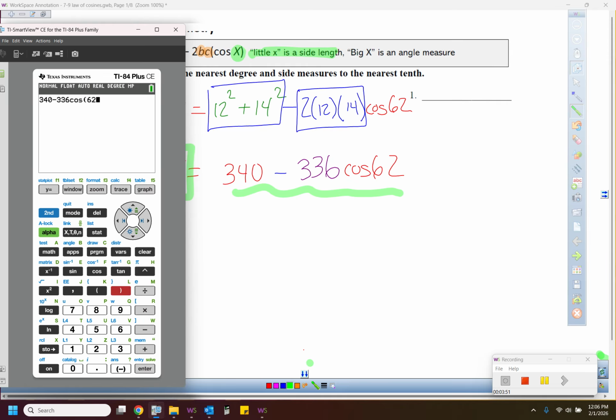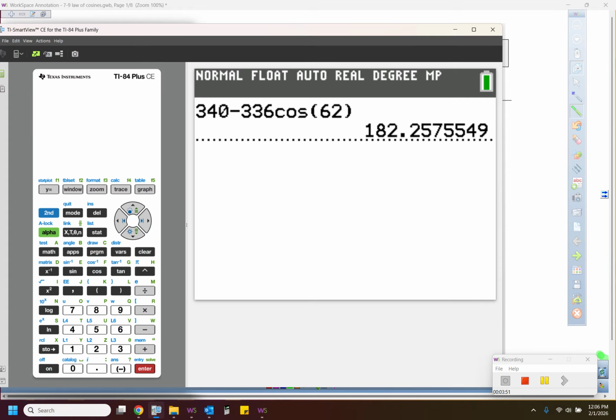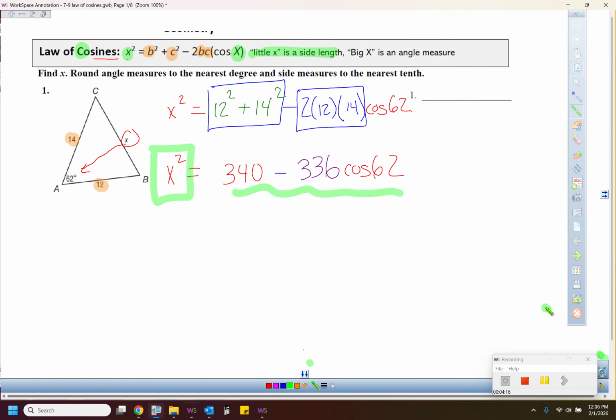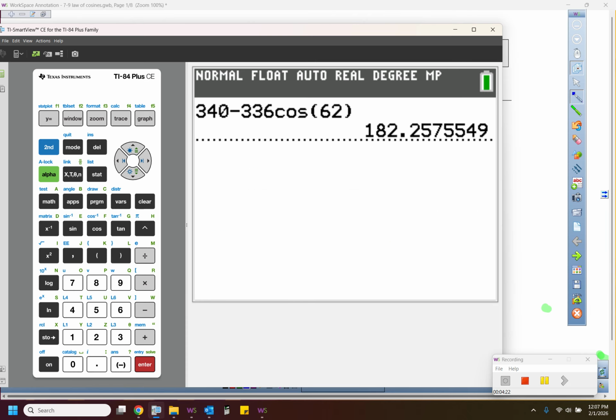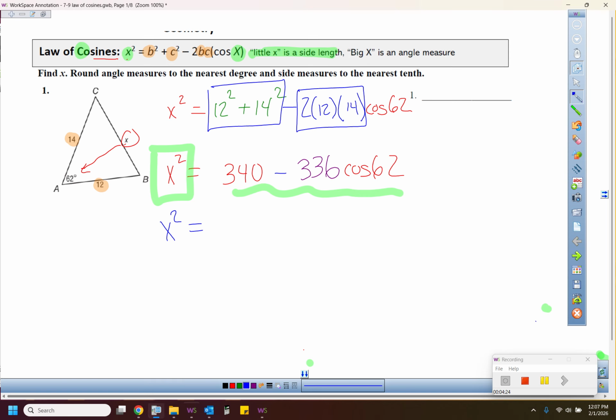Oh yeah, why did we use cosine? Because this guy's called the law of cosines. So if I get that, here is this big old nasty number right here. That's actually not what we need, but we're going to write him down. So x squared is basically 182.25 dot dot dot. It's this really long, nasty number, but you see, we haven't solved for x yet.